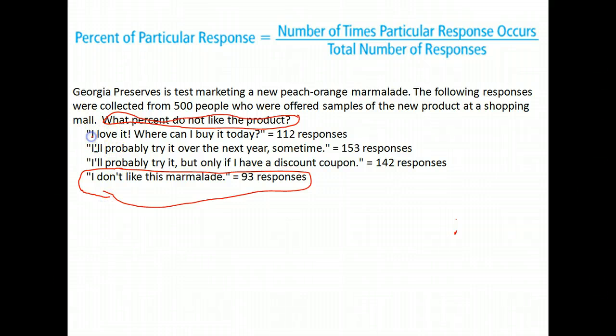Okay, we had some who loved it, some who said they would probably try it, and some who said they would try it if there was a discount. But down here we had these 93 people who said, I just don't like it at all. So what percent is that? Well, it's 93 out of the 500 people who were surveyed. So we go ahead and do our division. 93 divided by 500.